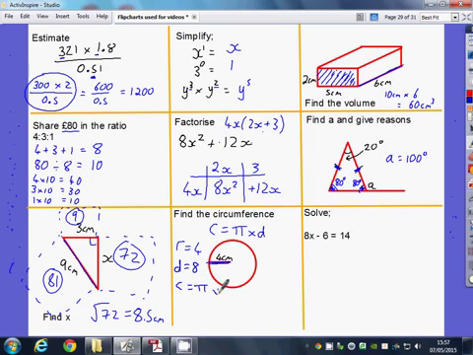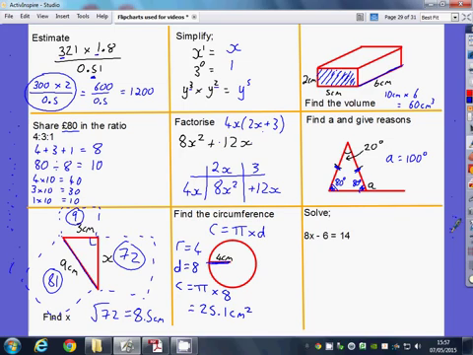So the circumference is pi times 8, and pi times 8 is 25.1 centimetres squared. Don't forget centimetres squared because it's an area.